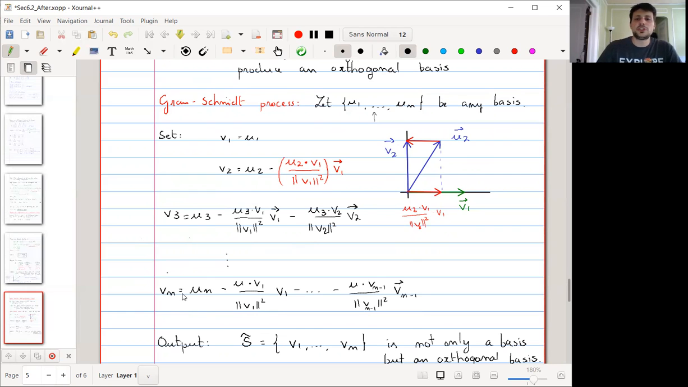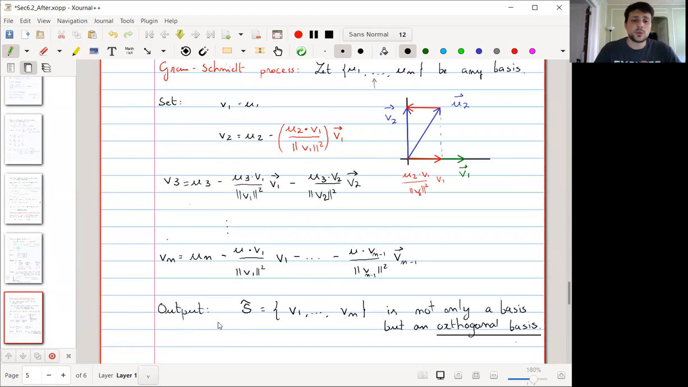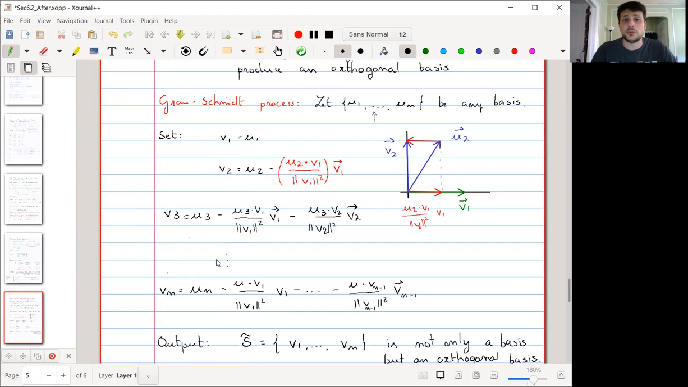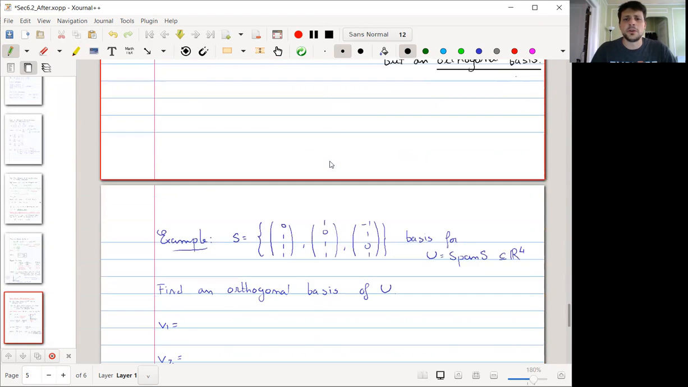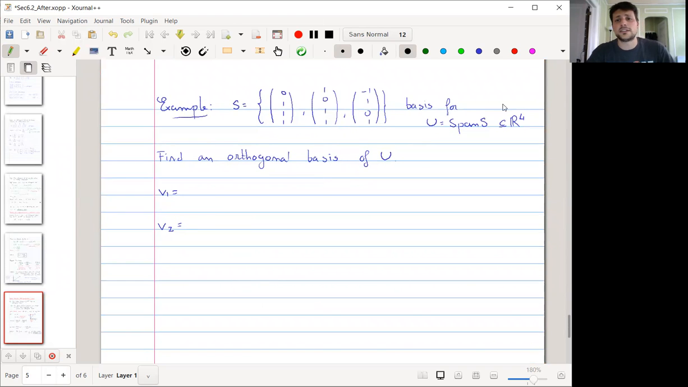The output of this procedure is the set of vectors v1, v2, v3, all the way up to vn. And what is magical, I mean, it's not magical, this procedure is made to work. These outputted vectors are orthogonal to one another. So they make up an orthogonal basis if you started with a basis u1 through un. Let's have a look at an example on how to do this in practice.